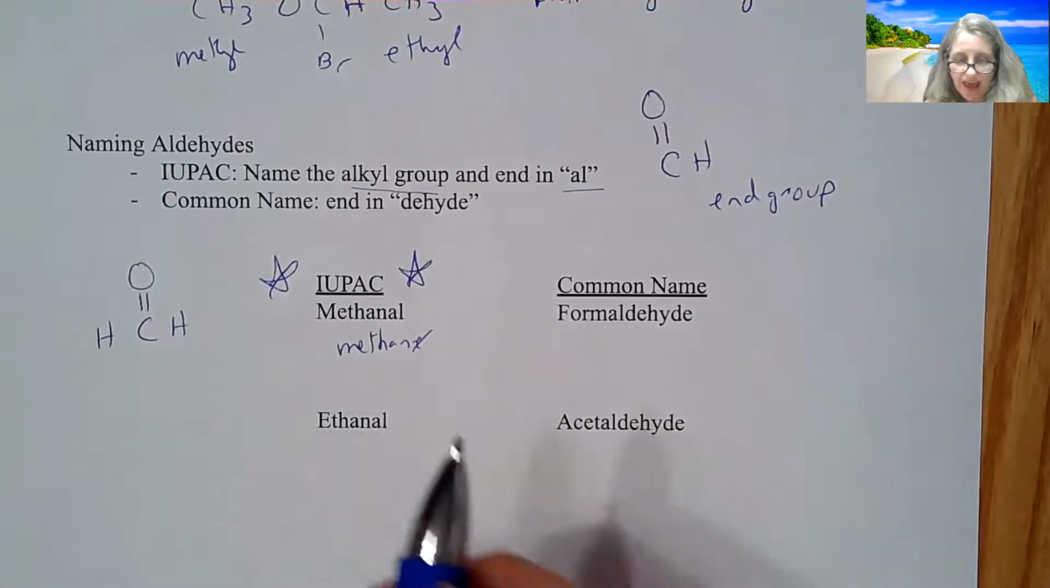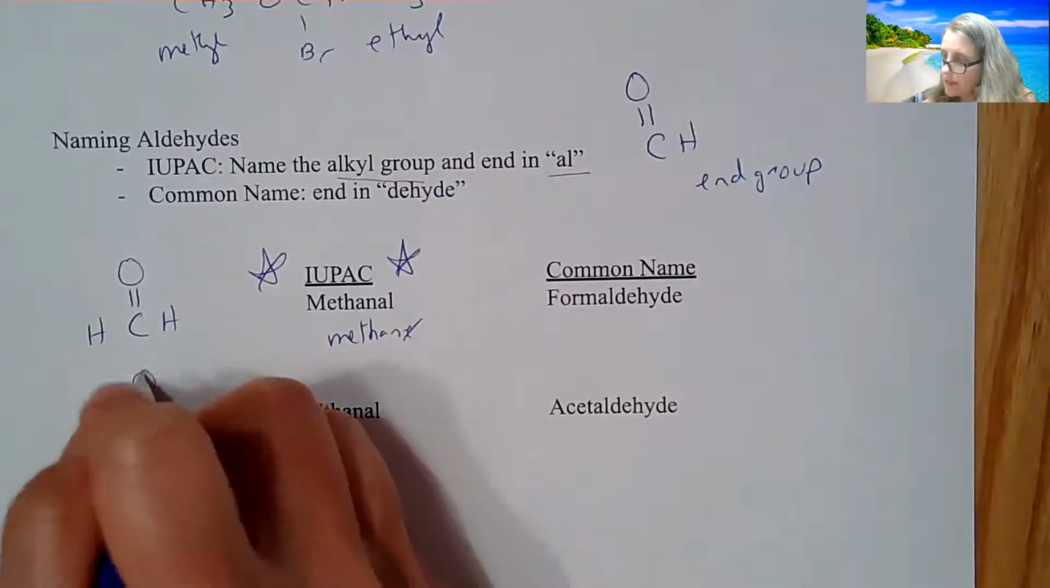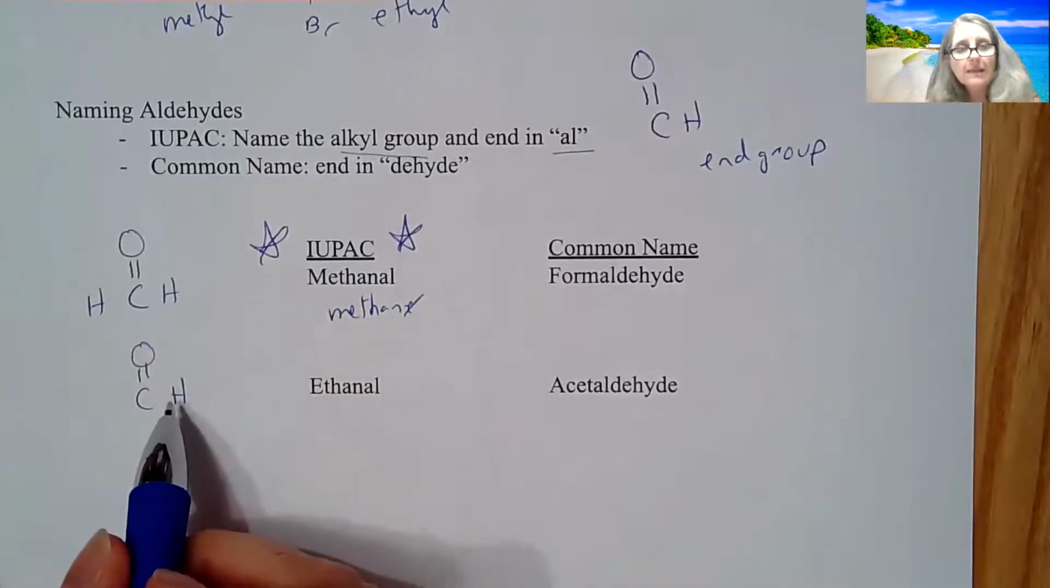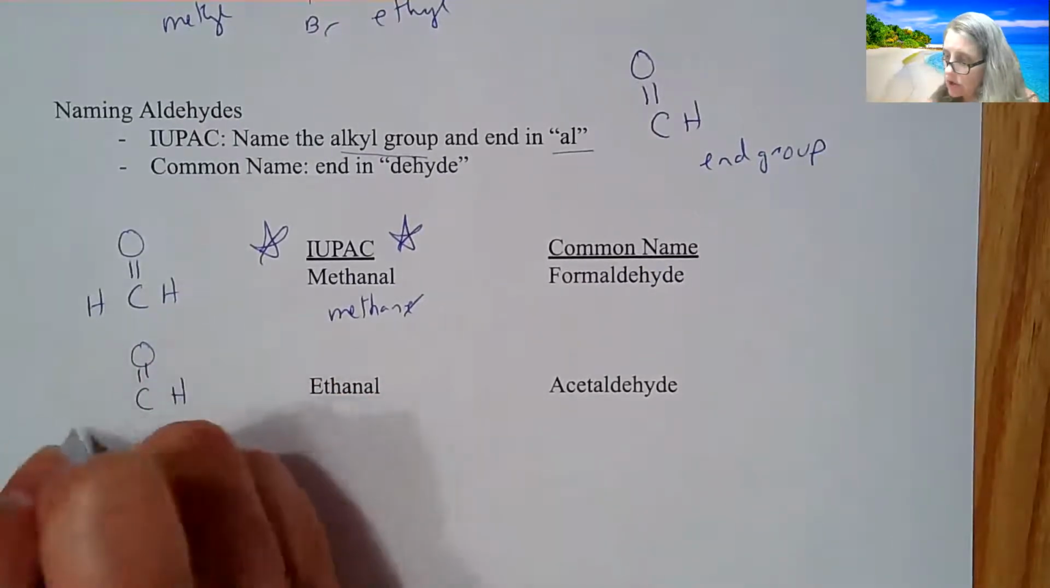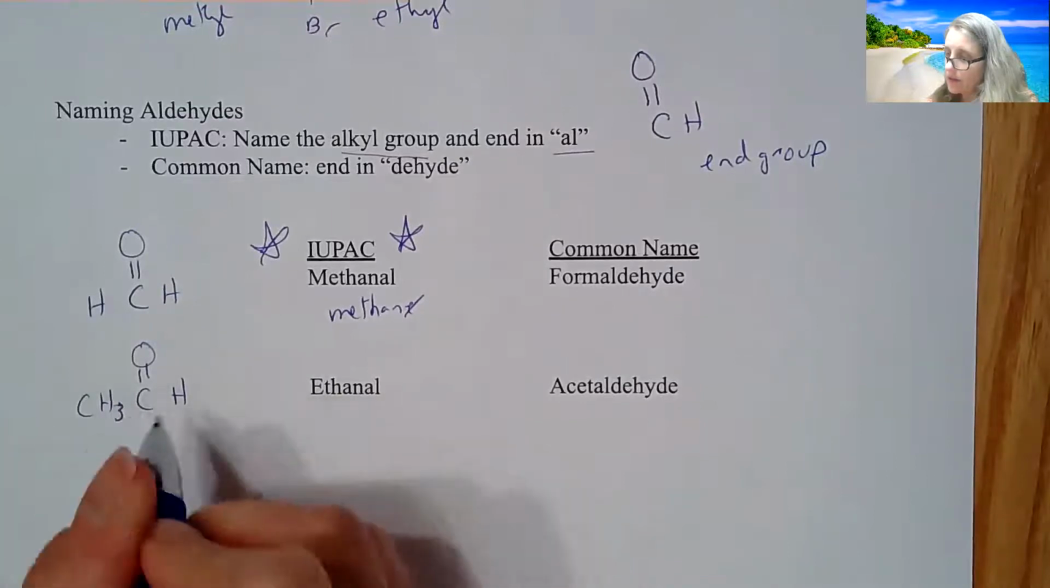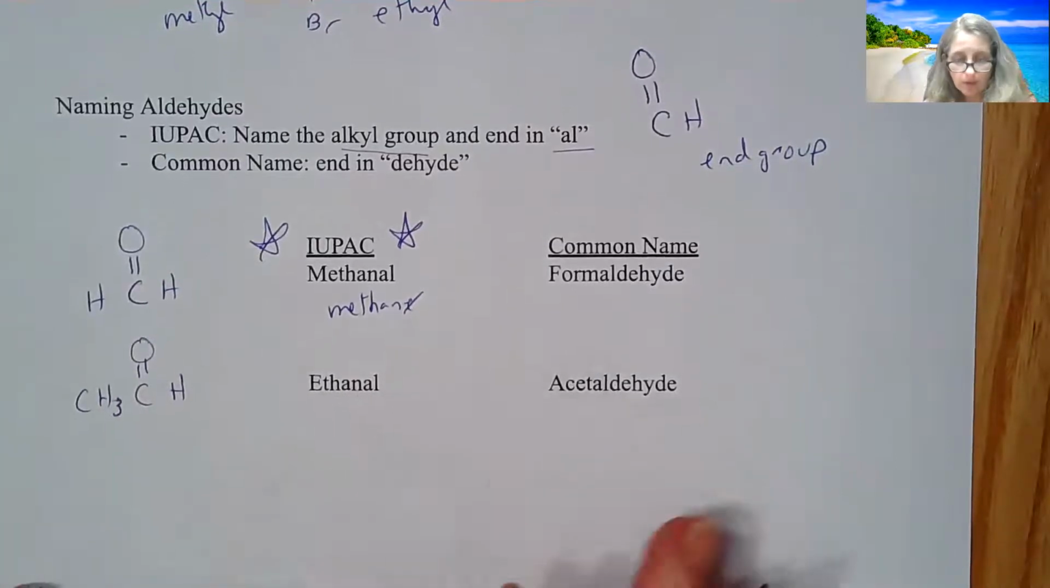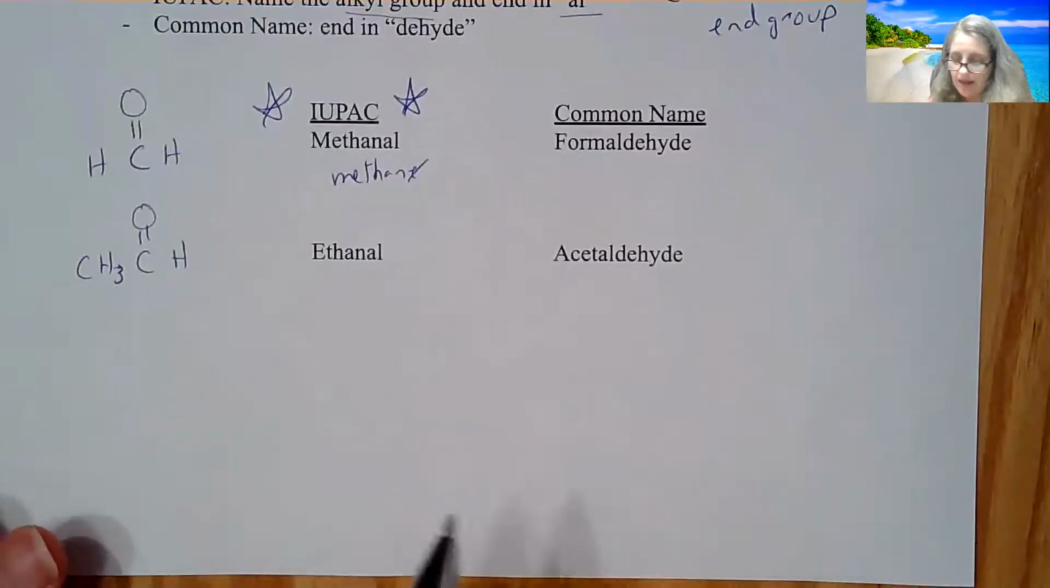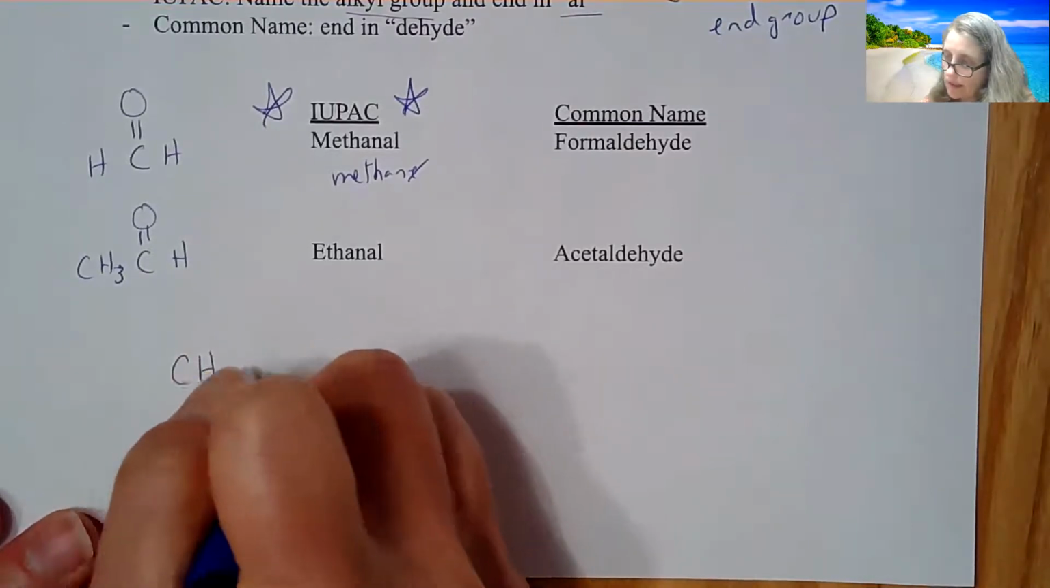Then we have ethanal, okay? C double bond O, H, that's what makes it an aldehyde, C double bond O, H. And then we have another carbon. So we have a total of 2 carbons. So it's called ethanal, ethanal. So draw one more down here.